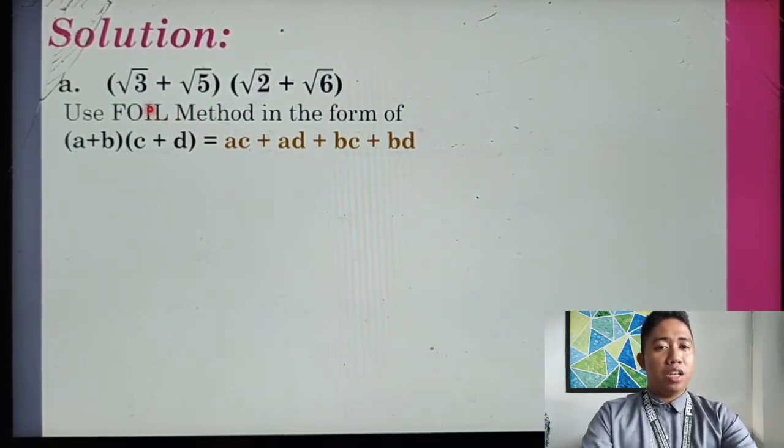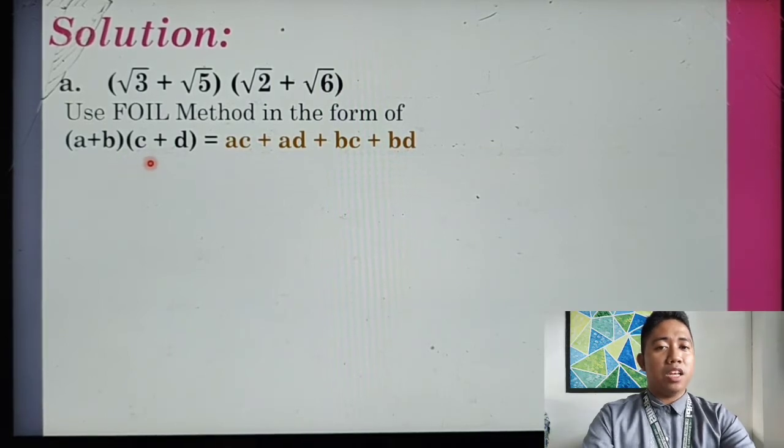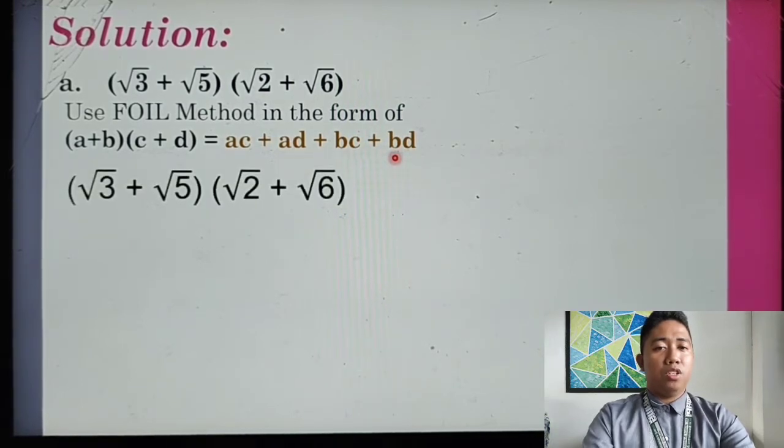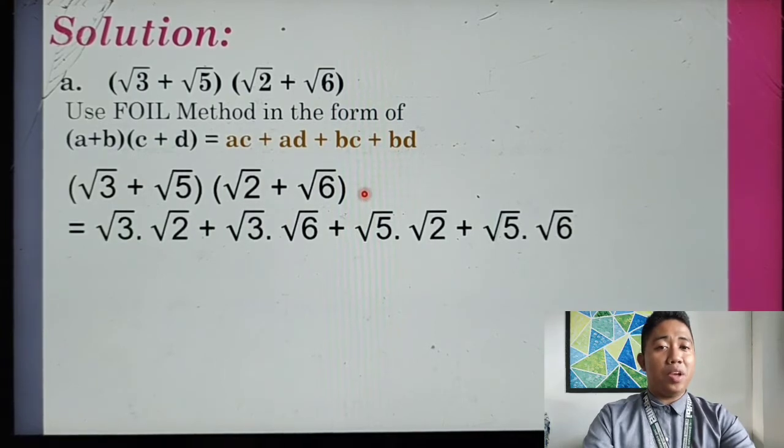Why? Because in this first factor, there are only 2 radical terms, multiplied by another 2 radical terms. So we use the FOIL method, in the form of the quantity of a plus b times the quantity of c plus d, which is equal to ac plus ad plus bc plus bd. So we have our given here, and then you will use the FOIL method. Let us begin with the first terms.